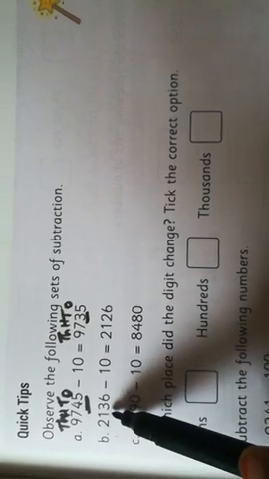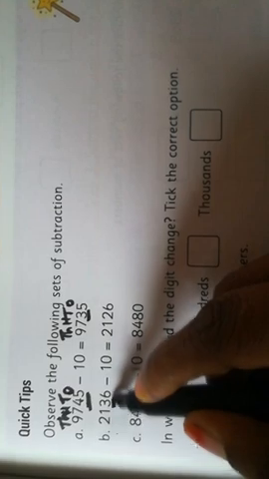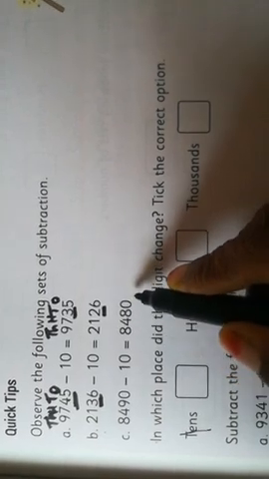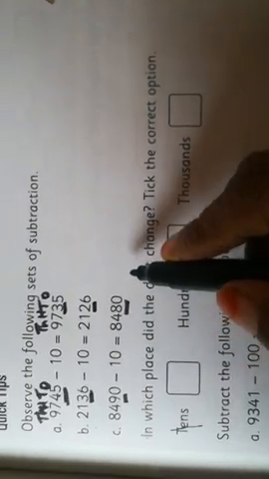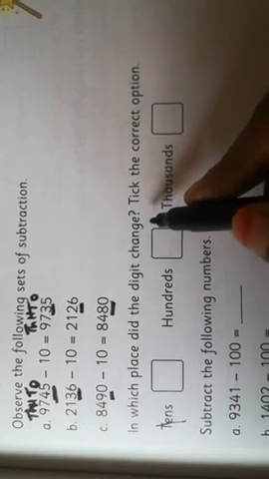B option 2136 minus 10, we are getting 2126. The difference is in tens position. Option C 8490 minus 10, we are getting 8480. 90, 80, 9, 8. There is a difference in, yes, tens position. In which place did the digit change? Which place? Yes, tens place. Tick the correct option: tens, hundreds, thousands. Yes, difference in tens.